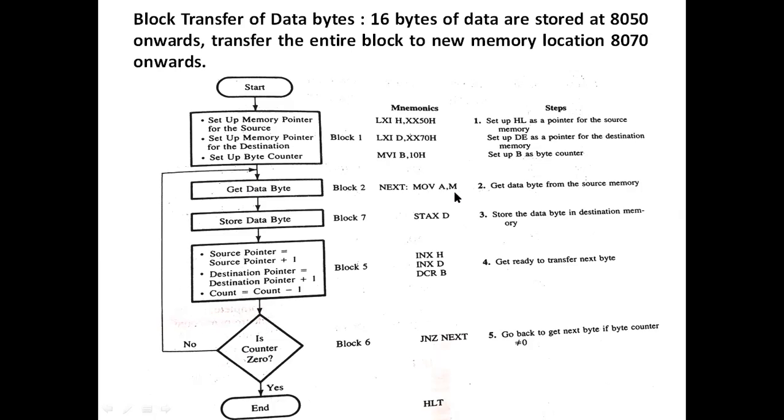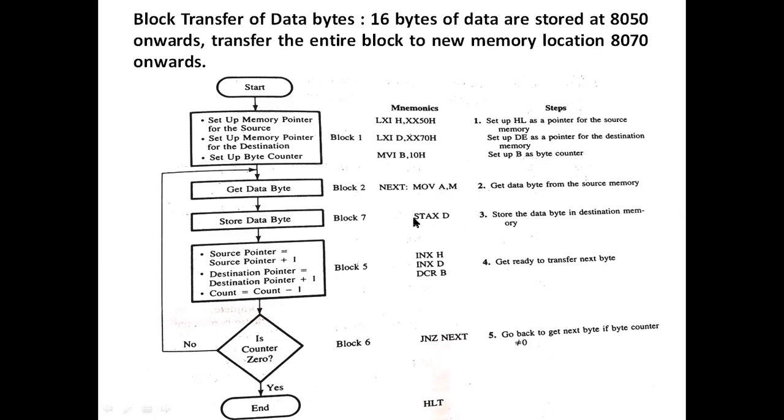Now, in this case, it will copy the content of memory into the accumulator, which memory, whose address is in the HL pair. HL pair में अब क्या है? 8051. So 8051 का डेटा अब accumulator में आ जाएगा. और अब क्या होगा?